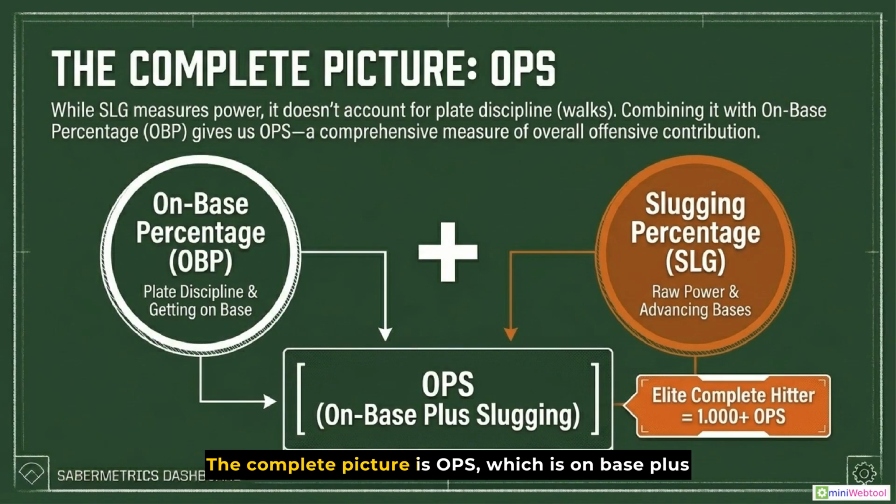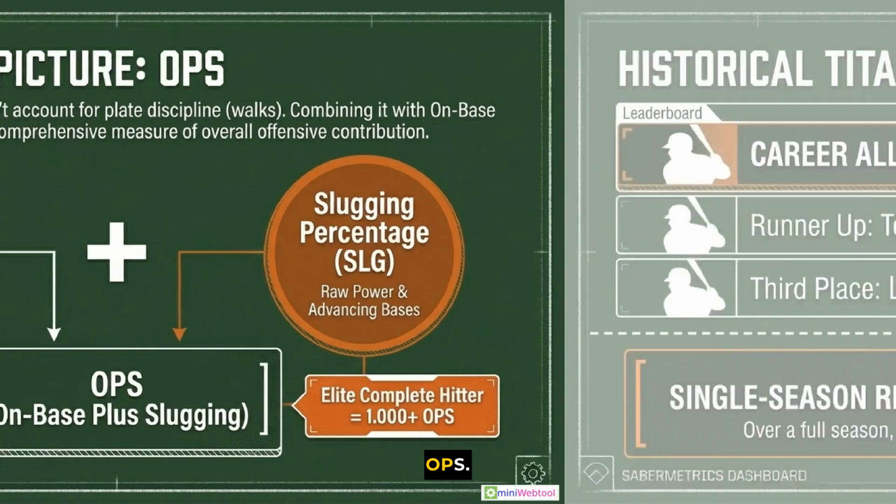The complete picture is OPS, which is on-base plus slugging. Since SLG doesn't account for walks, combining it with on-base percentage, or OBP, provides a comprehensive measure of overall offensive contribution. An elite complete hitter will have a 1.000 plus OPS.